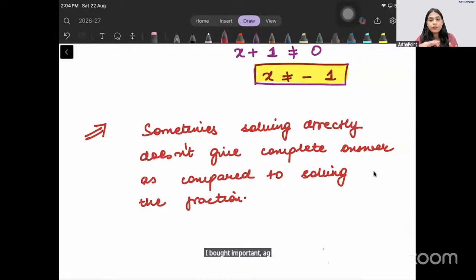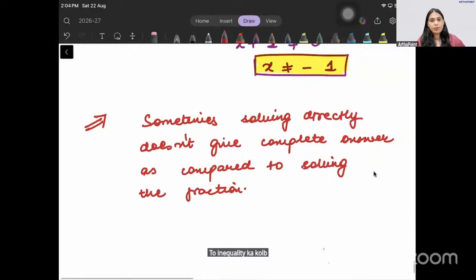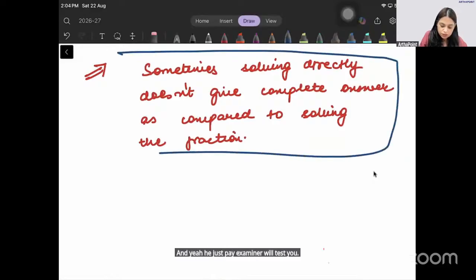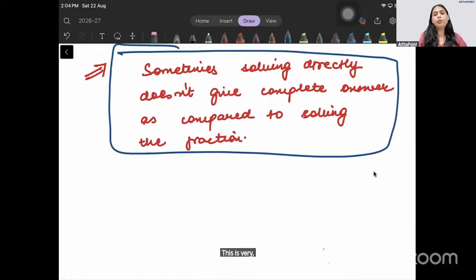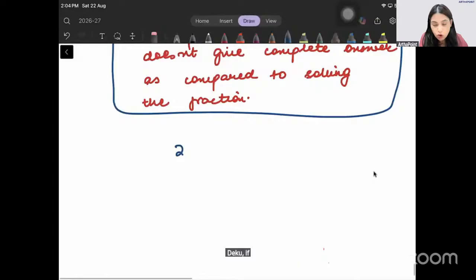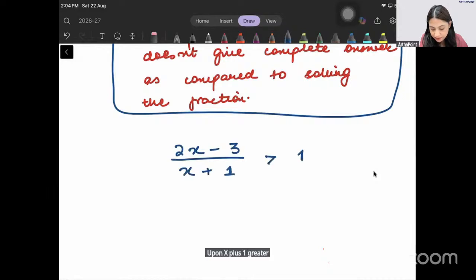अगर ये समझ लिया तो inequality का कोई भी question you will be able to do. And यही है जिसपे examiner will test you. This is very, very important. बहुत important है. And I will show something in the above question also, or you can do that yourself. ध्यान से देखो. If I ask you solve 2x minus 3 upon x plus 1 greater than 1.